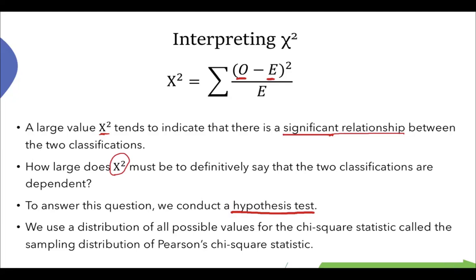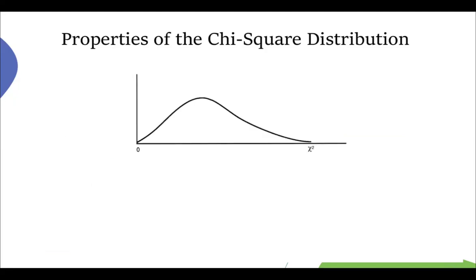The distribution that we use is a distribution of every possible chi-square statistic in a sampling distribution, and it is called the sampling distribution of Pearson's chi-square test statistic. Now, it doesn't appear to look like a normal distribution. The chi-square distribution, a collection of every possible chi-square value, tends to look like it's skewed to the right, like this.